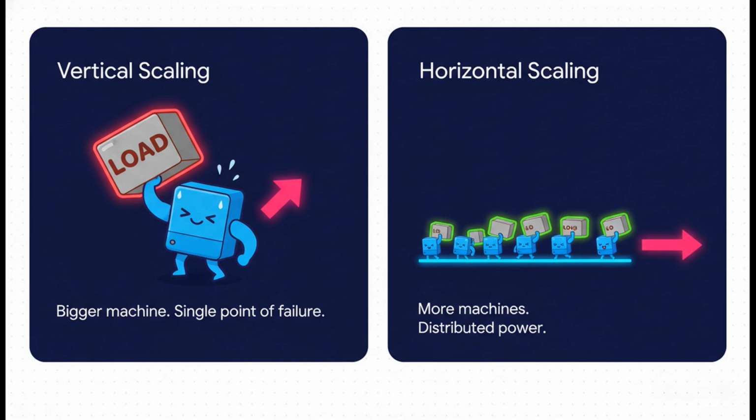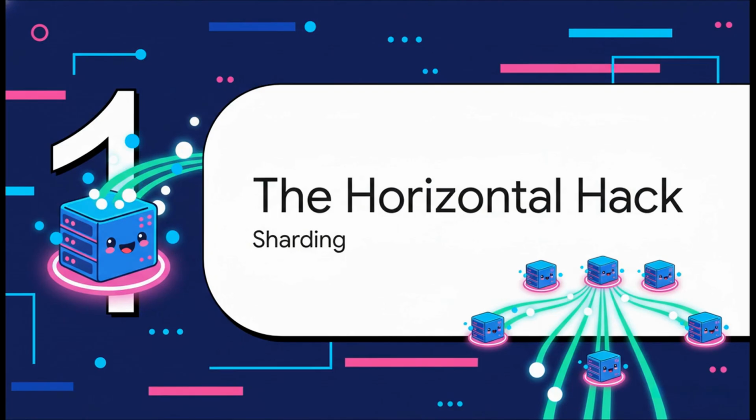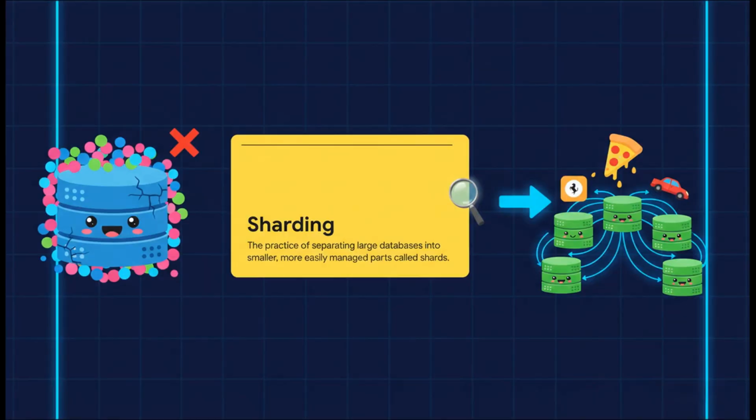Okay, so you've basically got two fundamental paths you can take. Scaling up, that's what we just talked about, making one server more and more powerful. It's simple, sure, but it has hard limits and it creates a single point of failure. The other path, scaling out, is all about adding more servers. And this is where things get really interesting. Right, so we've got to scale out. And the ultimate hack for doing this with a monster database is a technique called sharding.